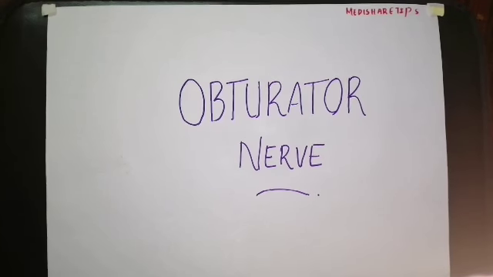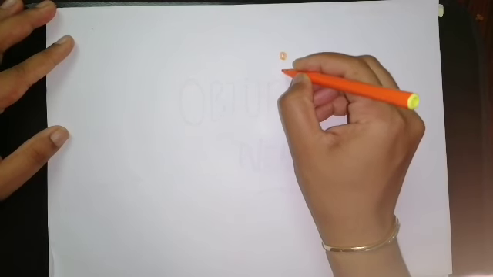In this video, we are going to discuss the obturator nerve. We discuss first the formation of the obturator nerve. The obturator nerve is a branch of the lumbar plexus, and how is it formed?